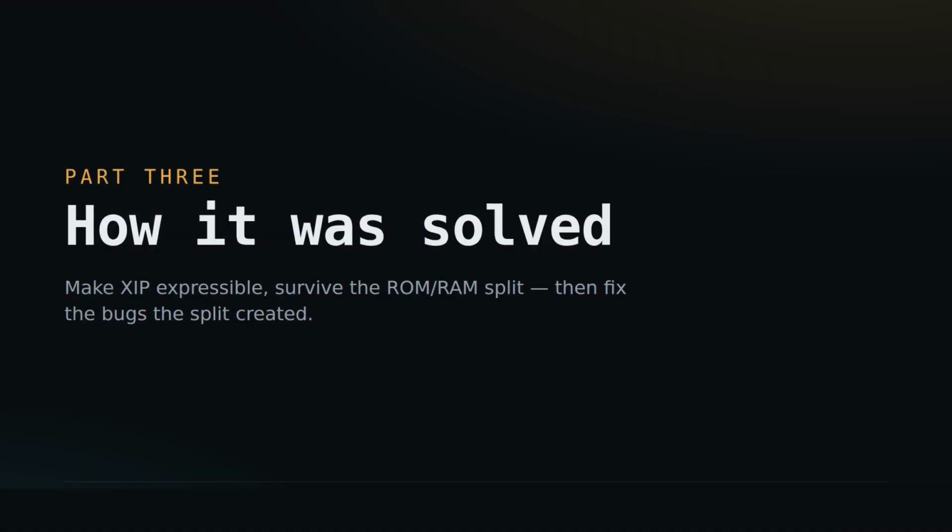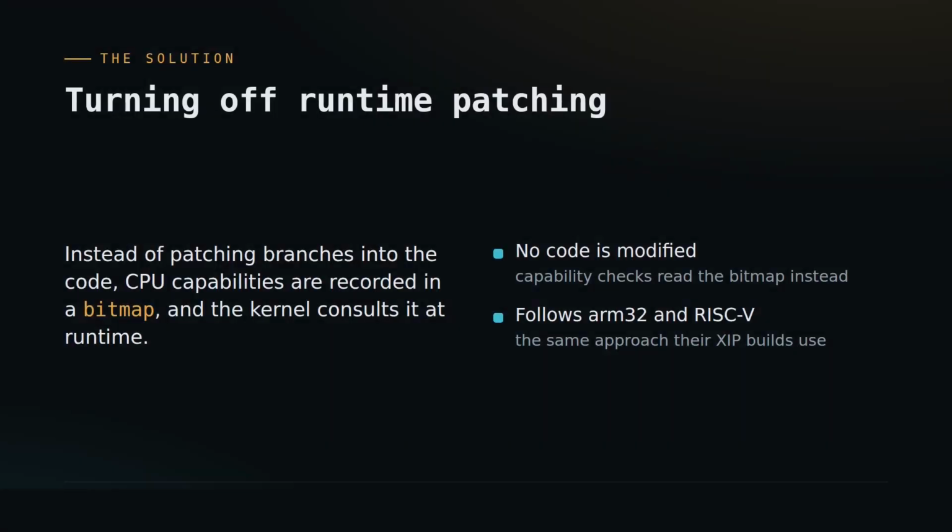With the problems understood, here is how each one was solved. And here are the new problems we found along the way. The solution to the first problem is to run with patching switched off. Instead of patching branches into the code, the kernel records CPU capabilities in a bitmap. It then consults that bitmap at runtime. This mirrors how ARM32 and RISC-V handle their own execute-in-place builds.